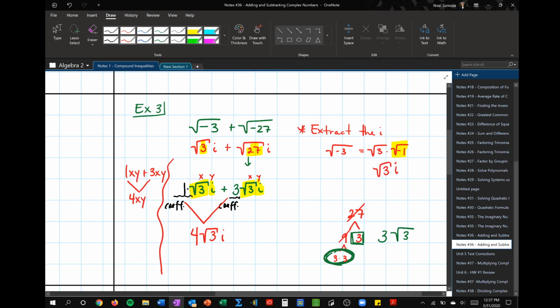Okay, so the only thing that changed was that you were able to add these coefficients right here, the 1 and the 3. You have to think of square root of 3 and i as the variables, right? You don't technically add the variables together. You just bring them down like we did here with xy, because they both have x and they both have y. You can add the 1 and the 3. That's what's happening here, okay?